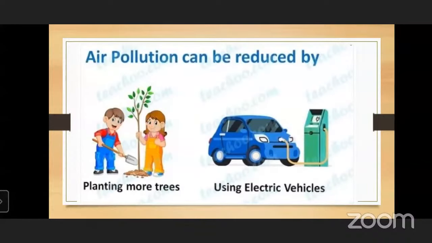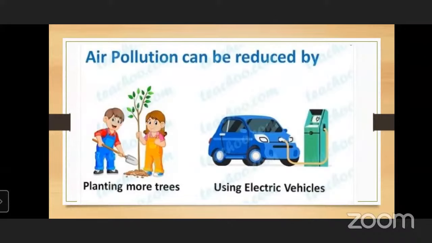Okay. So how can we reduce air pollution? There are different measures, different steps we can take to reduce these pollutions, and they are also different for the pollution created by different modes of transport. So first we will see air pollution and how we can reduce it. First point: planting more trees and using electric vehicles.